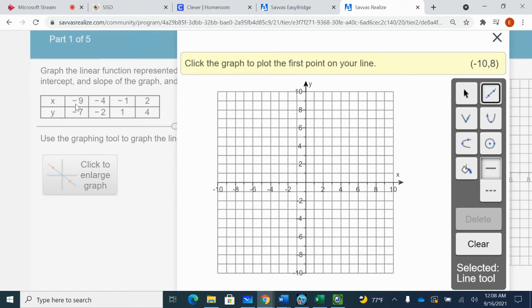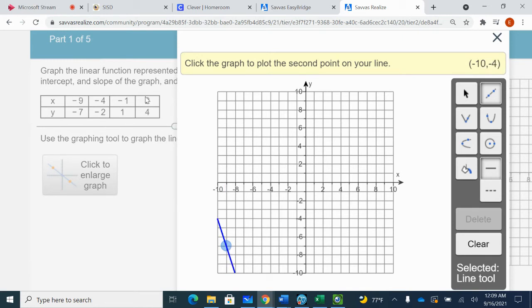So I'm going to pick this point, negative 9, negative 7. I start at the origin. X is negative 9, so I go to the left 9. Negative 7, I went down to negative 7. And again, guys, remember, check over here. Make sure you're getting the right coordinates. There it is, negative 9, negative 7.